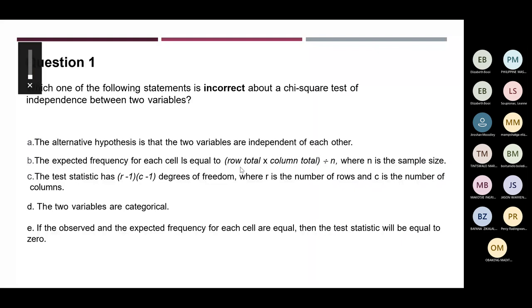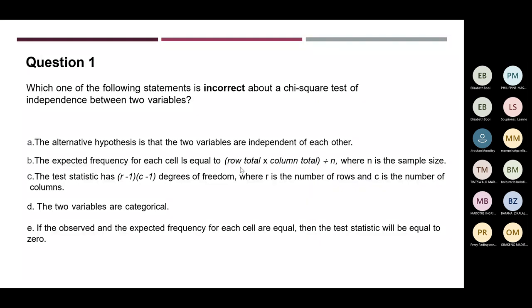Of independence between two variables. A, the alternative hypothesis is that the two variables are independent of each other. B, the expected frequency of each cell is equal to the row total times the column total divided by n, where n is the sample size. C, the test statistic has the number of rows minus one times the number of columns minus one degrees of freedom, where R is your number of rows and C is your number of columns.